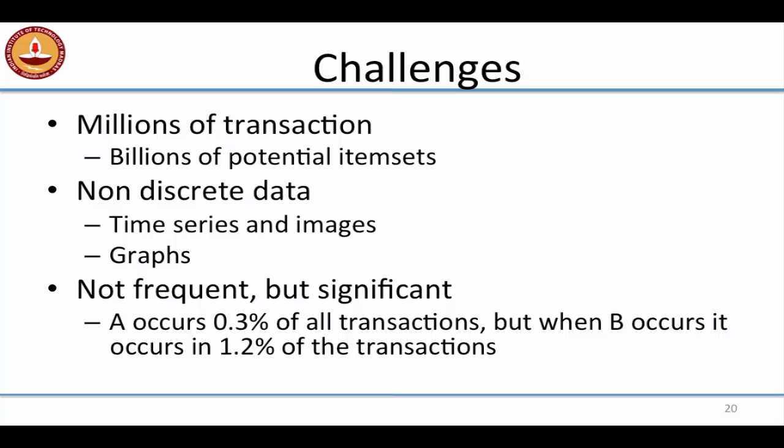And one important twist to this whole frequent pattern mining issue is that sometimes we are not interested in frequency but in significance. So if A occurs, let us say, in 0.3% of all transactions, but when B occurs, it occurs in 1.2% of the transactions. So that means B implies A, and that's a significant effect because it improves the frequency of A from 0.3 to 1.2. And A might be the needle in the haystack that we are looking for, and finding B actually gives us greater evidence for the presence of A.